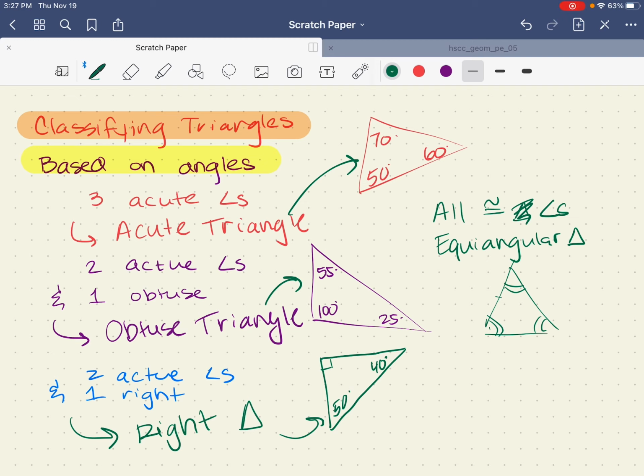In the next video, we'll talk about some examples of triangles and asking you to classify them.